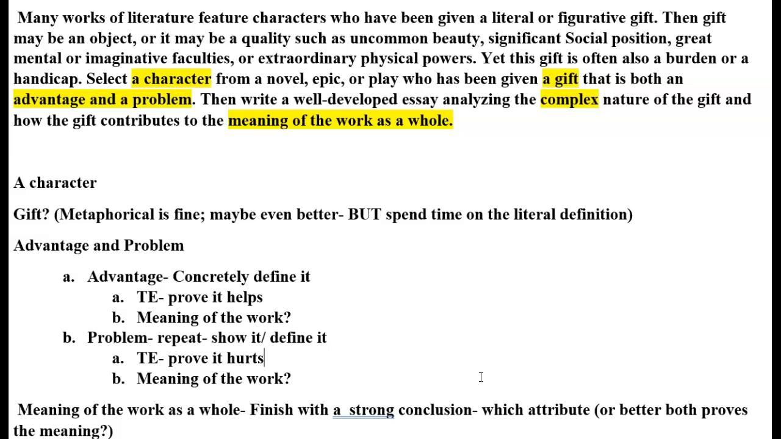But if you're doing a metaphorical gift, you need to make sure you spend the time proving the character actually has that. So if you want to write something like Blanche's intelligence, you need to talk about her wordplay and how she's good at that and give a specific example.